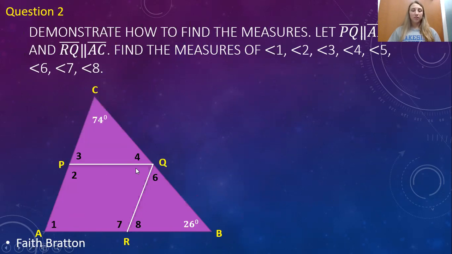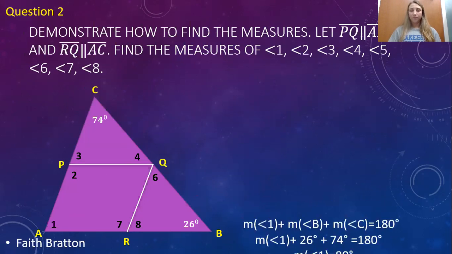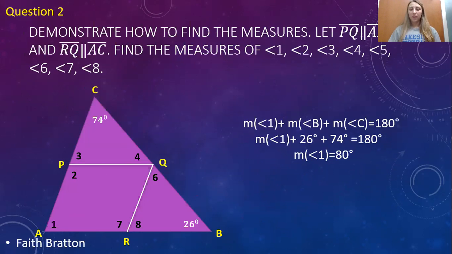We have the two given, 74 and 26 degrees, and we must find one angle. The sum of the measures of angle 1, angle B, and angle C is 180. So we use this formula: m angle 1 plus m angle B plus m angle C equals 180. Substituting what we have, m angle 1 plus 26 plus 74 equals 180. Adding those two gives 100. Then subtract 100 from 180 and you get 80 degrees. So m1 equals 80.